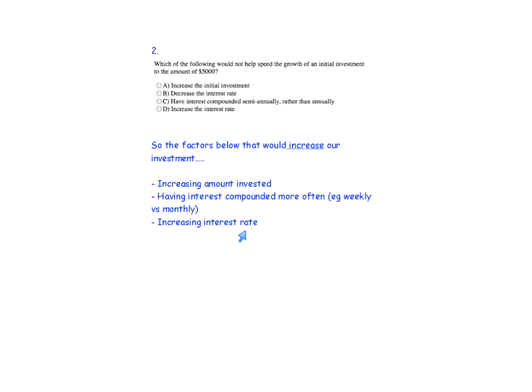And so based on that, which of the following would not speed up the growth of an investment? Look over the different possibilities, 4 possibilities, and decide which one is not going to speed up the growth of the initial investment. Is it increasing the initial investment, decreasing the interest rate, having the interest compounded semi-annually rather than annually, or increasing the interest rate?